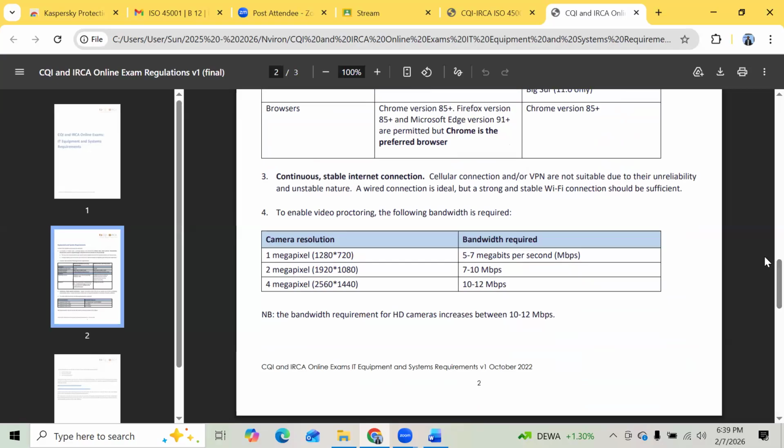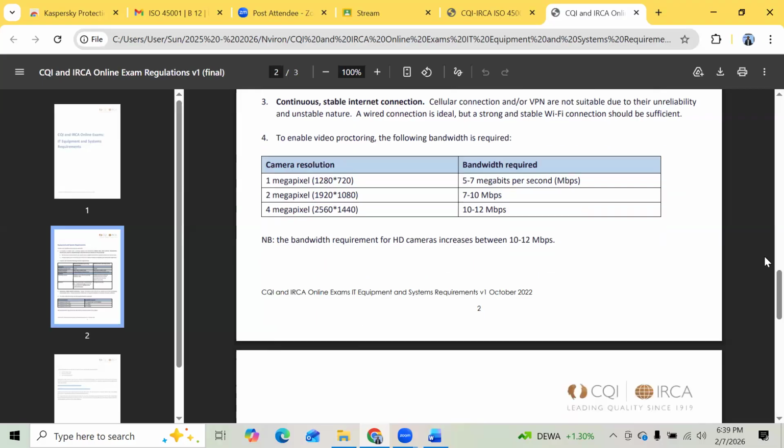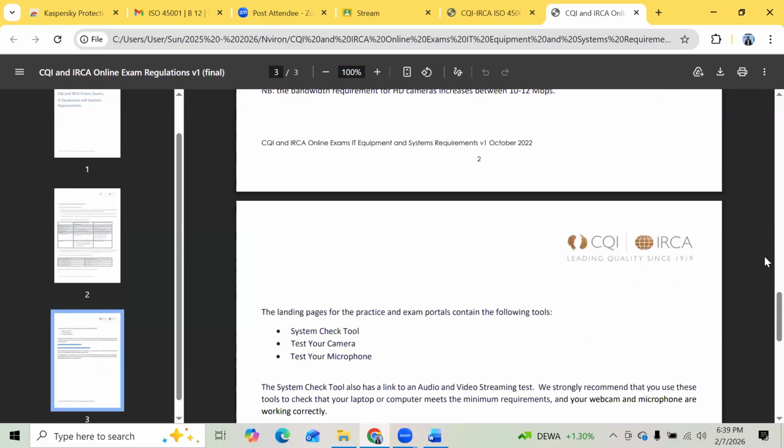If you have a 1 megapixel camera on your laptop, 5 to 7 Mbps of internet speed. If it's a 2 megapixel camera, about 7 to 10 Mbps bandwidth is required. And for a higher 4 megapixel camera, you may need 10 to 12 Mbps of internet speed. And 10 to 12 is sufficient for high definition cameras also.